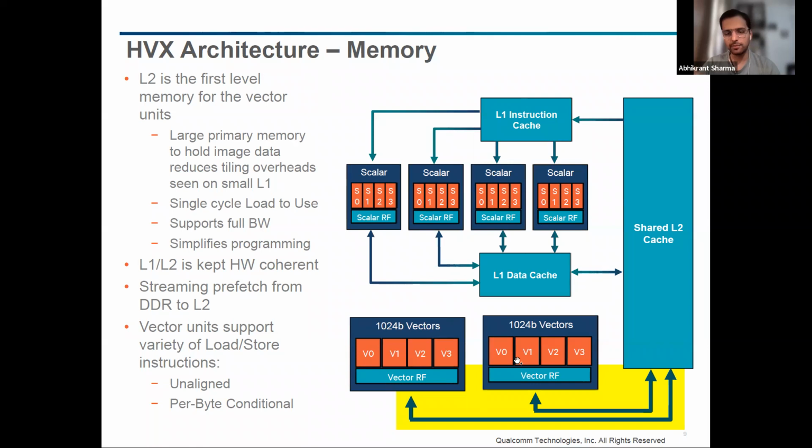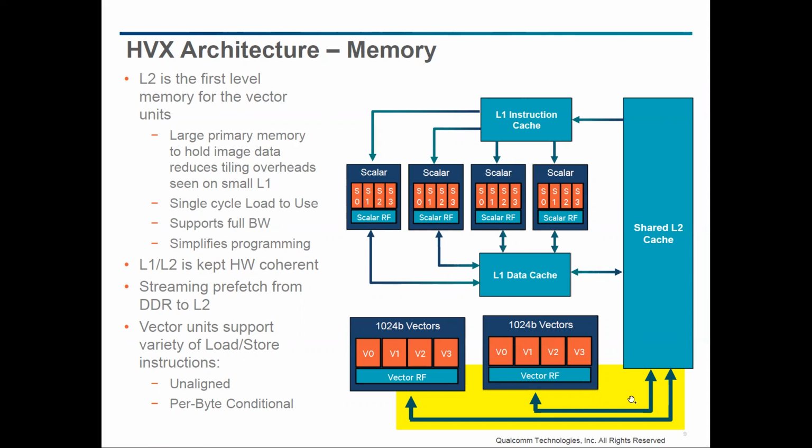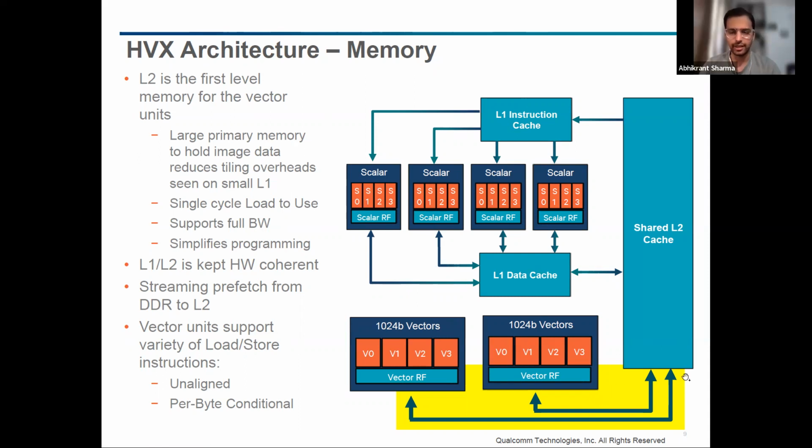The same is possible even for stores. When you're done with the processing, the hardware is capable enough to store data in unaligned memory locations. And the same holds true for per byte conditional data. Let's say you're interested in getting only some bytes of data from the memory. There are dedicated instructions which allow conditional loading of data, processing the data in the vector registers, and then doing the byte conditional storage of that data into the memory as well.